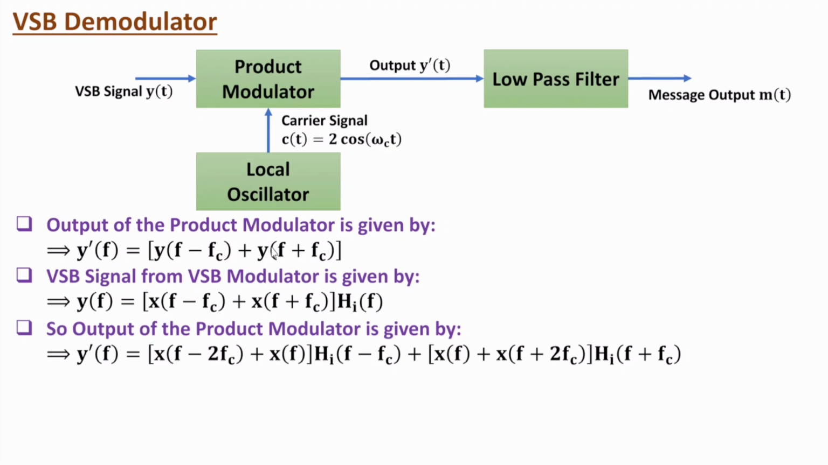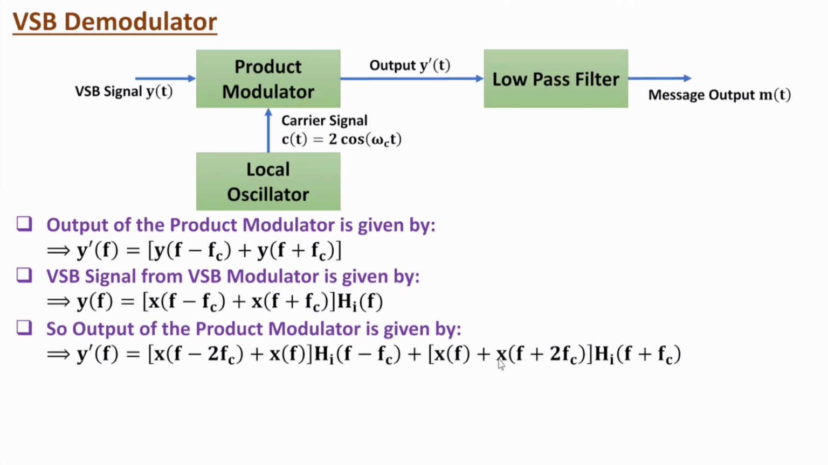And to get Y of f plus fc, we need to substitute f equals f plus fc. So here, see, with this first term we have f minus fc, where f is f plus fc. So minus fc plus fc is getting cancelled. And with this term, we have f equals f plus fc. So here we have f plus fc, meaning f plus 2fc. And with Hi of f, here we have Hi of f plus fc. So here we have in total 4 terms.